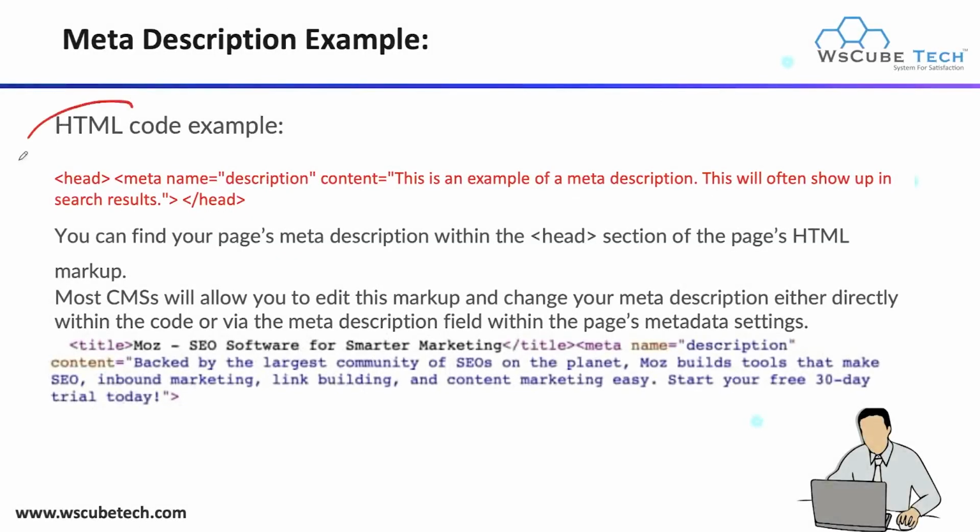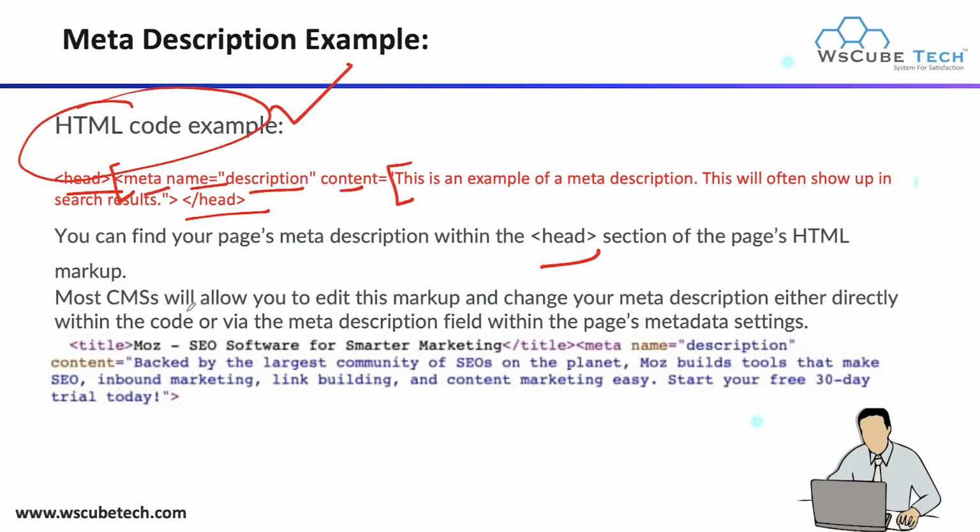Now, what is the HTML code for this particular meta description? Here in the head section, you have the meta description which is written in the form of meta name equals description, content. Whatever description you want to write, you have to write in quotation marks, like this is an example of the meta description. This will often show up in the search result, and then the closing of your head tag. So you can find your page meta description within the head section. Most CMS will allow you to edit this particular markup and change your meta description either directly within the code or via the meta description field within the page meta description section.